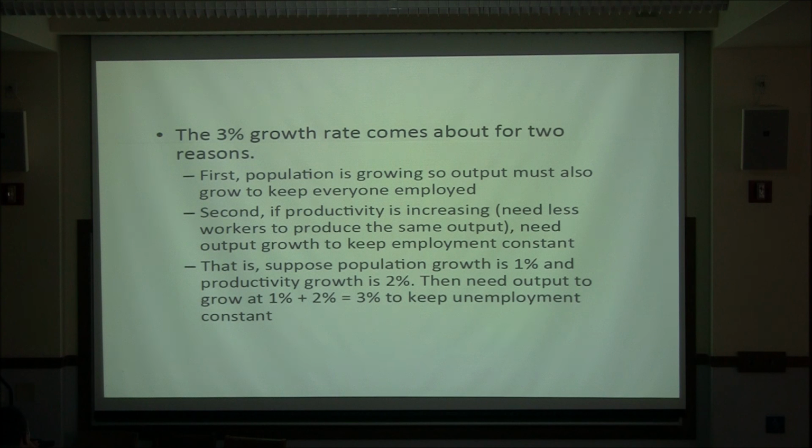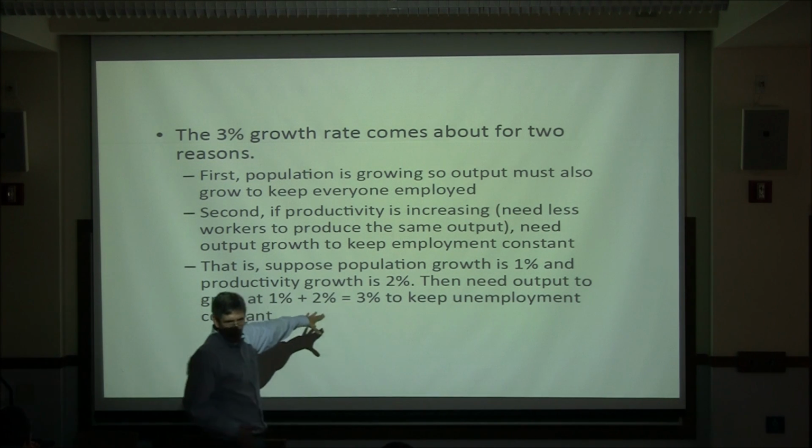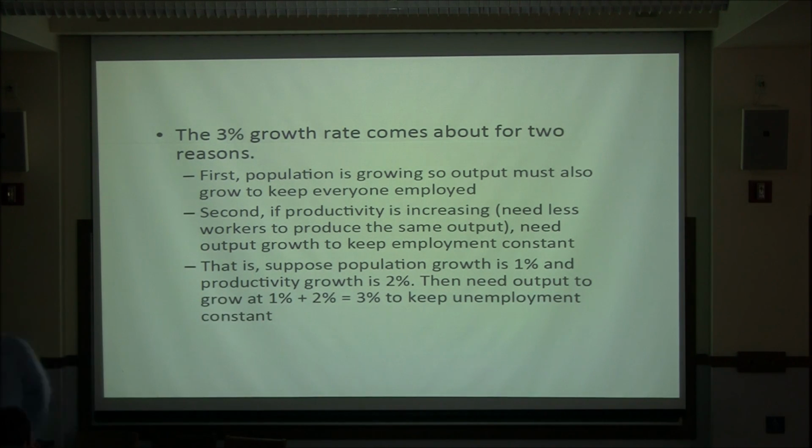So productivity is going up by 2%. What that means is you need 2% less people every year to produce exactly the same amount of stuff. So you also need to grow fast enough to compensate for productivity growth. If productivity is growing by 2%, you're losing 2% of the people through that, and you need to keep up with population growth. If you add those two together, you get the 3% output growth that you need for stable.